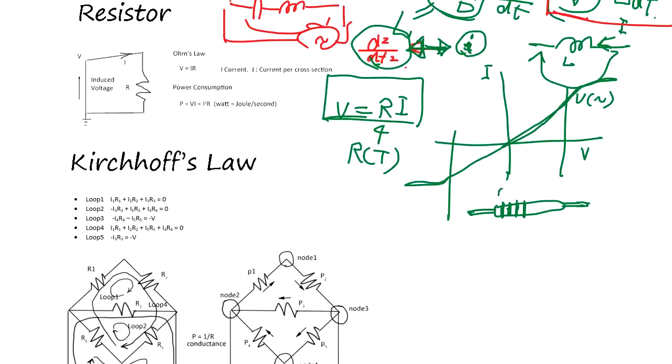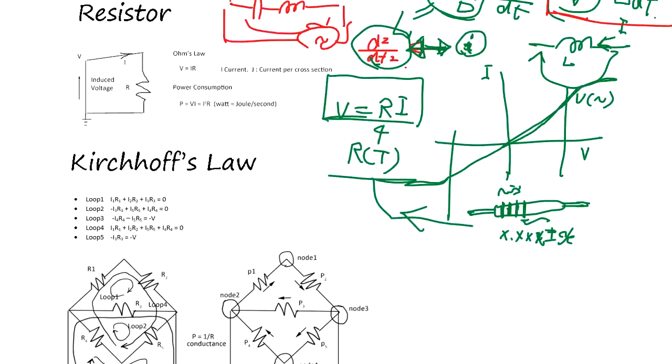And the color code tells you the first 2 or 3 digits and the multiplier, plus or minus percentage, how accurate or not, okay? And the general characteristic of temperature is in the catalog.